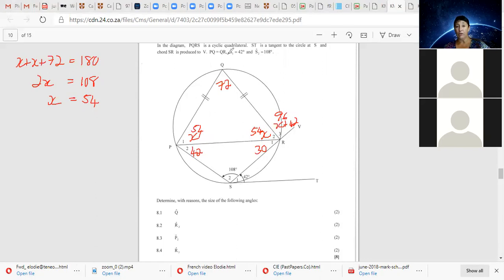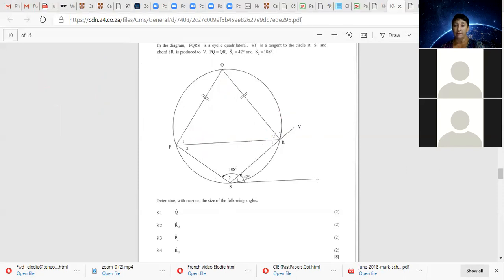So make sure you use all the information. Cyclic quad is implying things. Tangent is implying things. Equal lines is implying something. All right. Everything they tell you, they're telling you for a reason, usually. Right. Everyone happy with that? No questions?